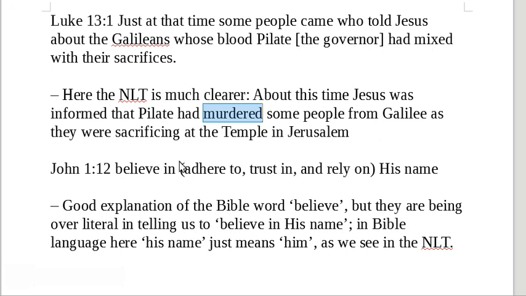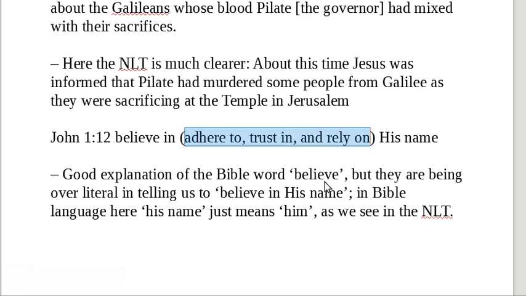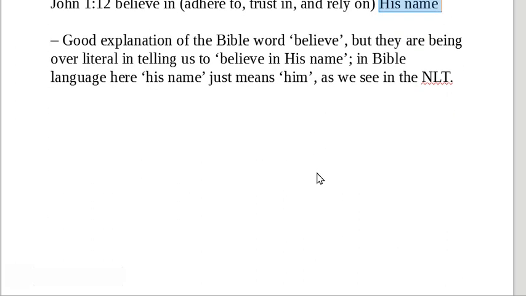"Believe in, adhere to, trust in, and rely on," in brackets they're explaining. However, they're being over literal and telling us to believe in his name. In Bible language here, his name just means him, as we see in the NLT.